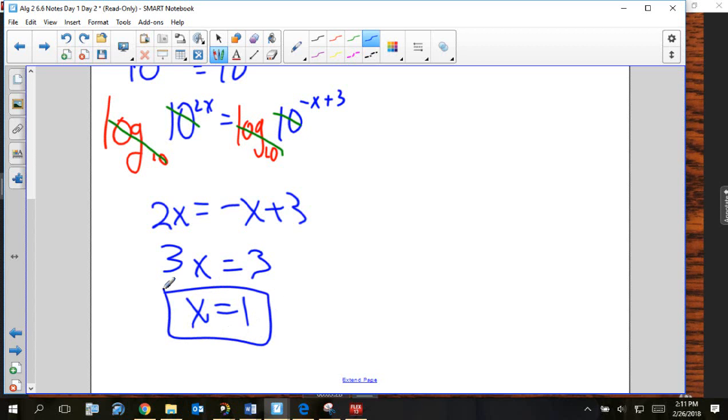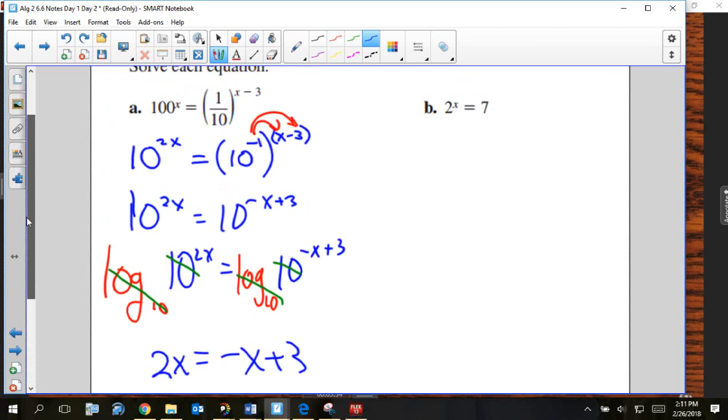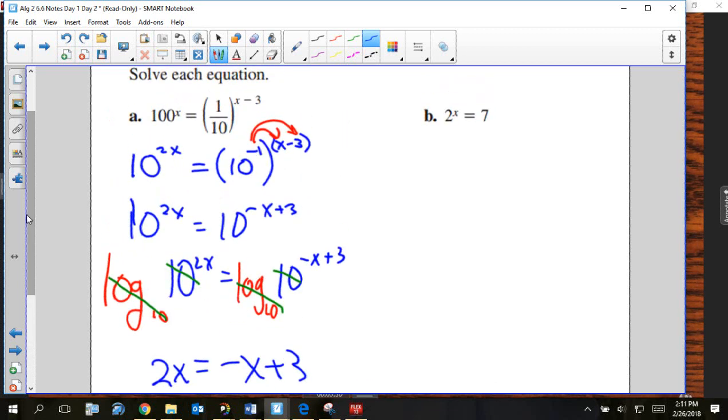To know that you were right, you would type that back in or plug it back in and check it. But we don't have a lot of time for checking today, so I'm just going to move on to the next one. So my next question, can I take a base of 2 and a base of 7 and make them into the same base? I can't. So I'm going to have to do what is new today. This is like the only thing new. It's not even that new, but it's new.